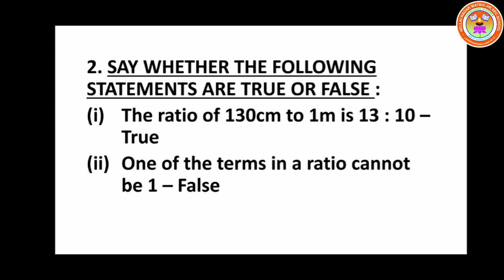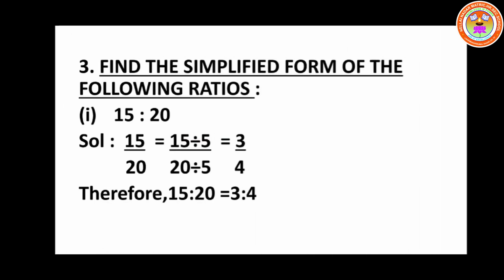Okay, children. Now let us move on to problem number 3. Find the simplified form of the following ratios. Just observe the class, children, that is more than enough. I'll send you the PDF, and you can copy it down afterwards. Now listen, children. What is the first question? 15 is to 20. So let us move on to the solution.